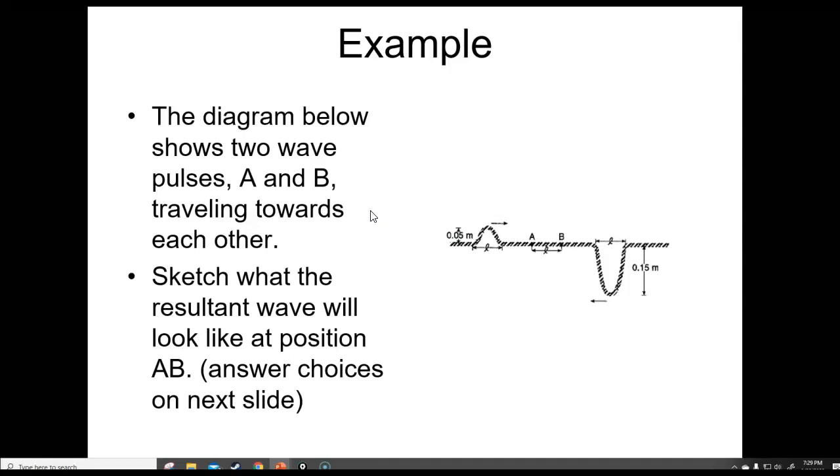This is maybe a more basic example. It says the diagram below shows two wave pulses A and B traveling towards each other. Sketch what the resultant wave will look like at position AB. That is, when the two wave pulses are overlapping. Now, because of superposition, at point AB, we know that we're basically going to have this wave here plus this wave here. This wave on the left has a displacement of positive 0.05, and this wave pulse over here has a displacement of negative 0.15. Again, the sign is important. It's negative because it's below where the 0 line would be.